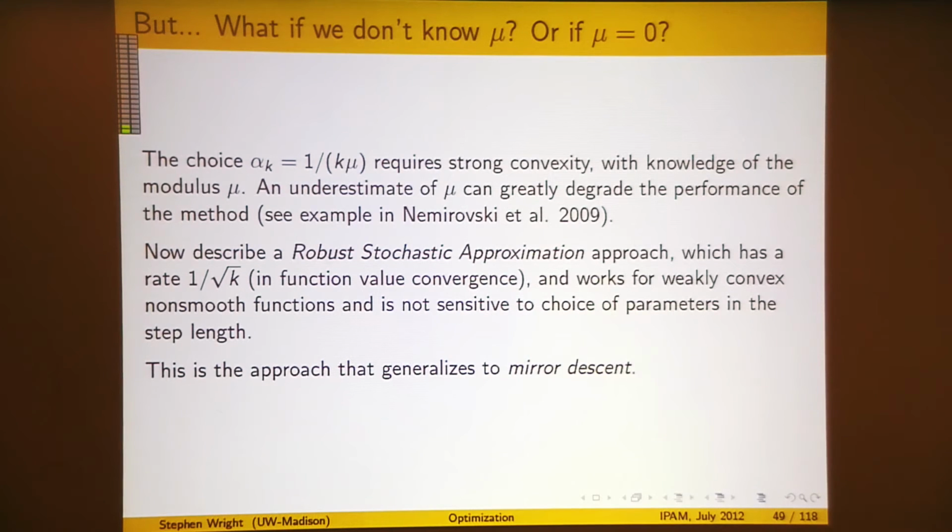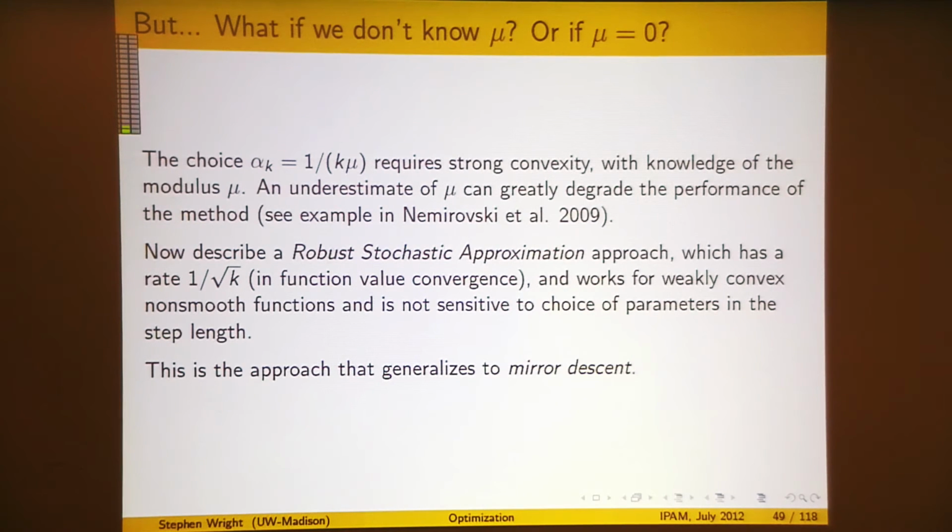Now, we'll say more about this method later, and particularly when we talk about how you might potentially parallelize this algorithm. But before we do, let's talk a little bit more about what happens in the weakly convex case. Remember, I took alpha k to be 1 over k times mu. In the weakly convex case, mu is equal to 0, so we can't do that, right? We can't take infinitely long steps.